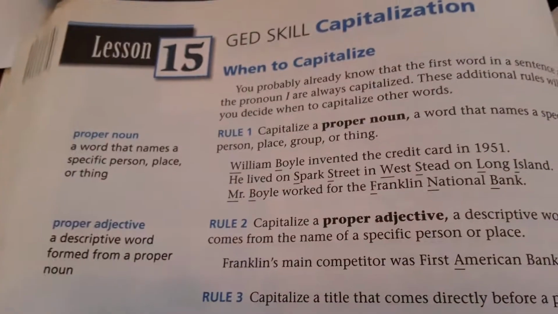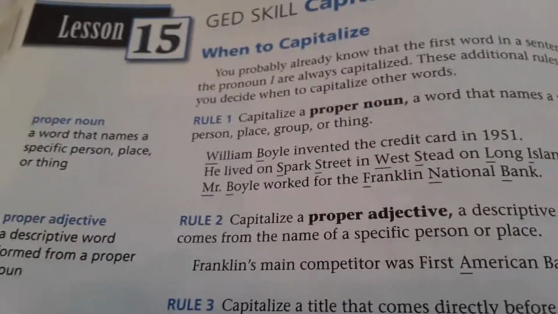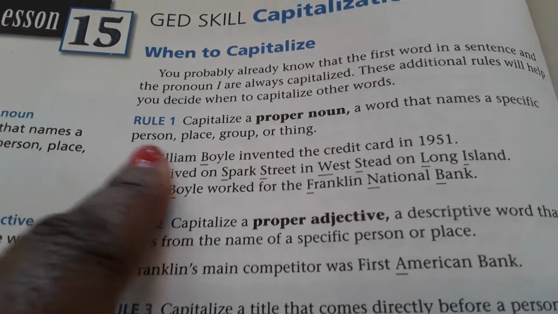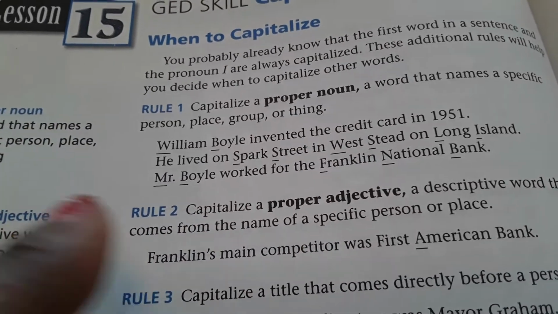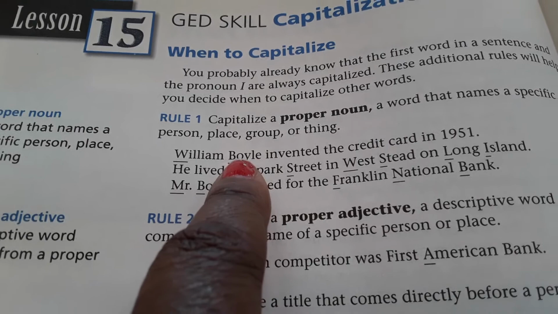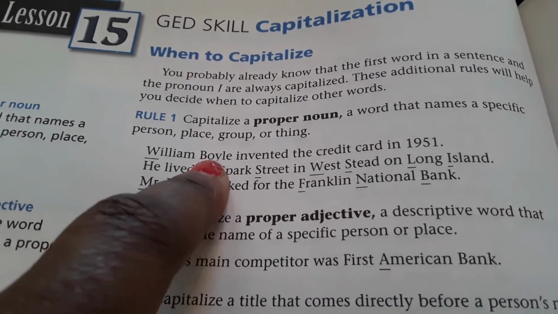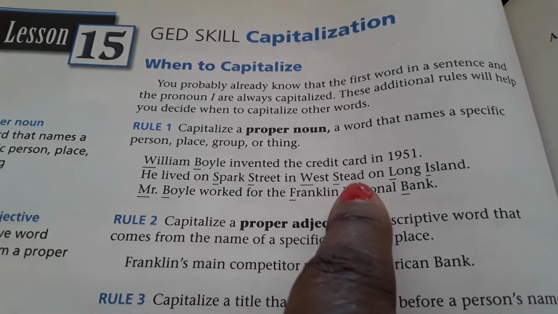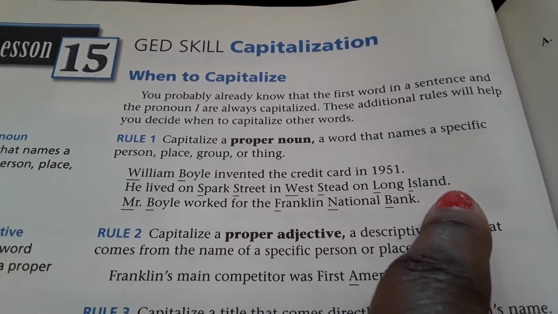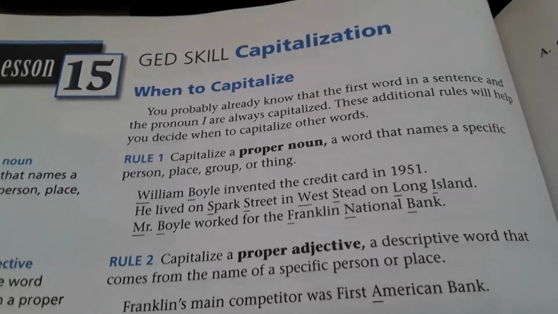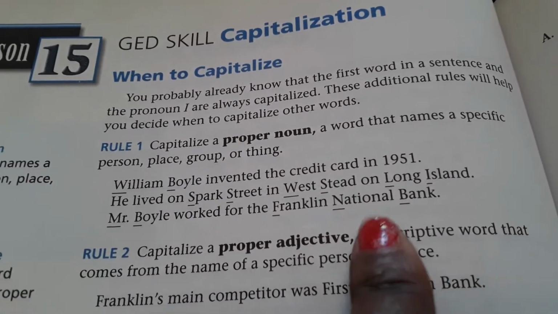The first rule said, capitalize a proper noun, a word that names a specific person, place, group, or thing. And of course, you know that I'm going to capitalize his name, William Boyd, because it's his name. And your name is always capitalized. I'm going to capitalize the street that he lives on, address-wise. That has to be capitalized. I'm going to capitalize where he works because that is a specific place. So, of course, that needs to be capitalized.